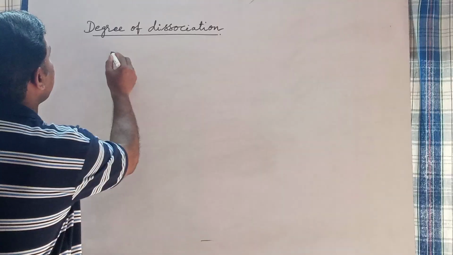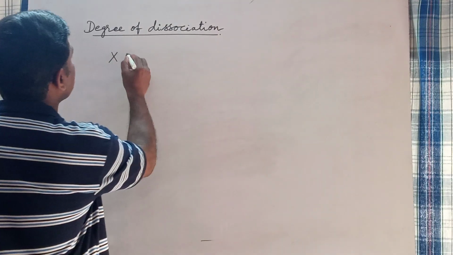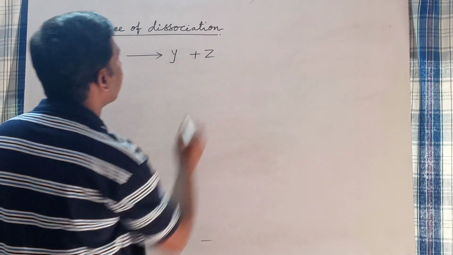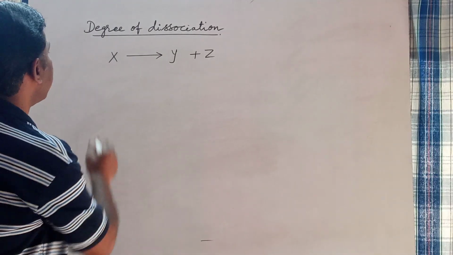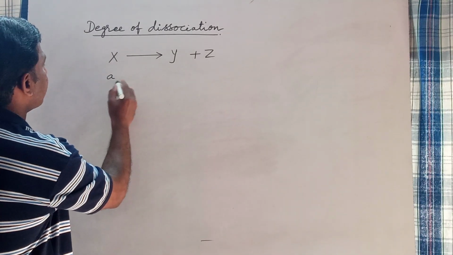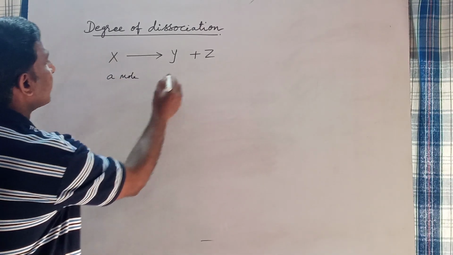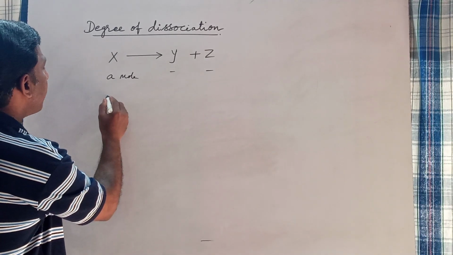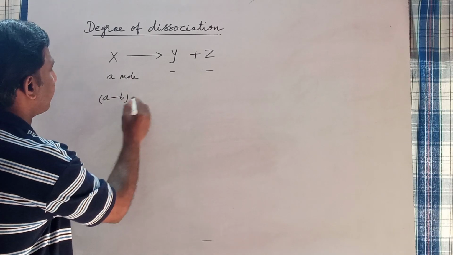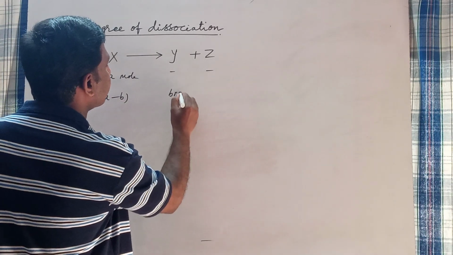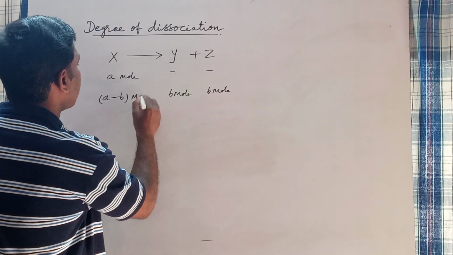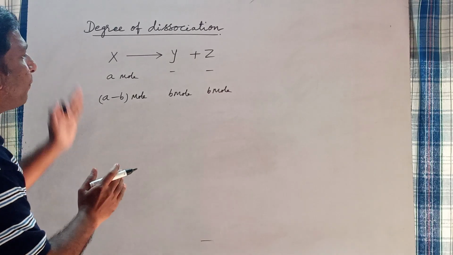For example, take reactant molecule X, a large molecule X. Now it is decomposed to simpler molecules like Y and Z. Initially we have taken A moles of reactant. At that time there are no products. After some time, out of A moles, B moles are decomposed. So we get B moles of products each. So here, out of A moles, B moles decomposed.